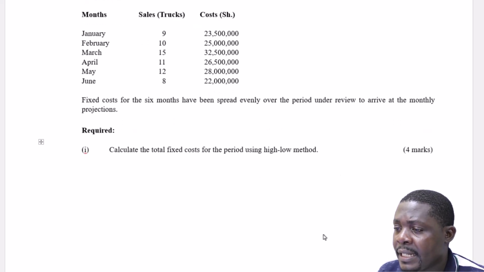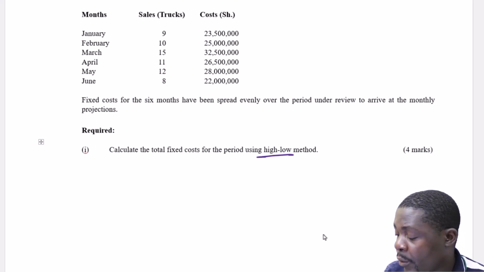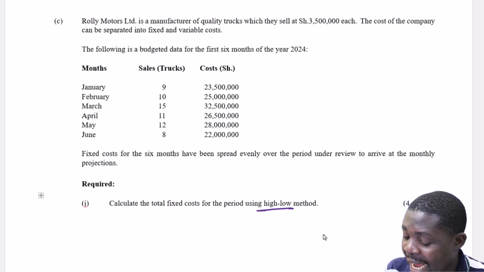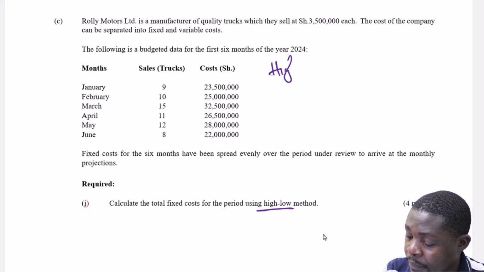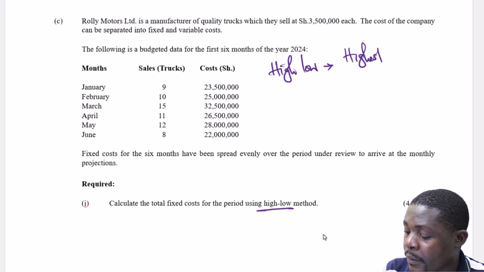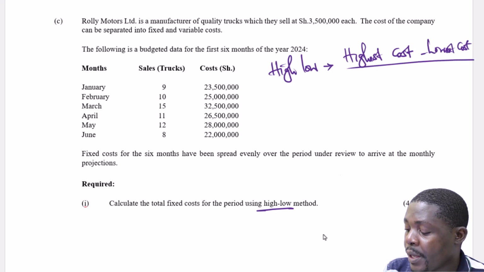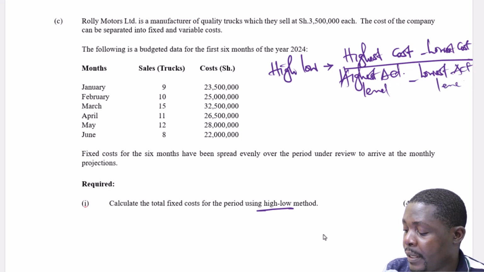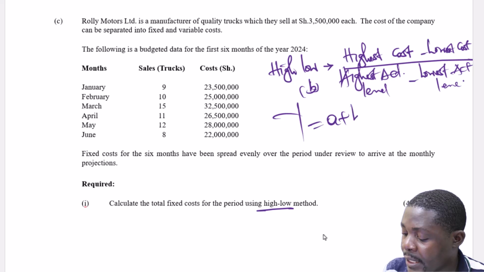Then you are told to calculate the total fixed cost for the period using the high-low method. This means we are meant to identify the highest cost. In the high-low method, we have to determine the highest cost, minus the lowest cost, everything divided by the highest activity level minus the lowest activity level. In that case, it will give us what we call the B, because you need to generate an equation, y is equal to a plus bx.